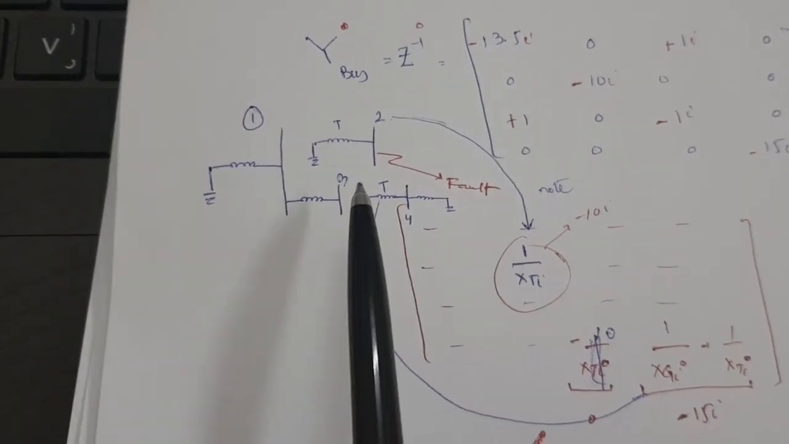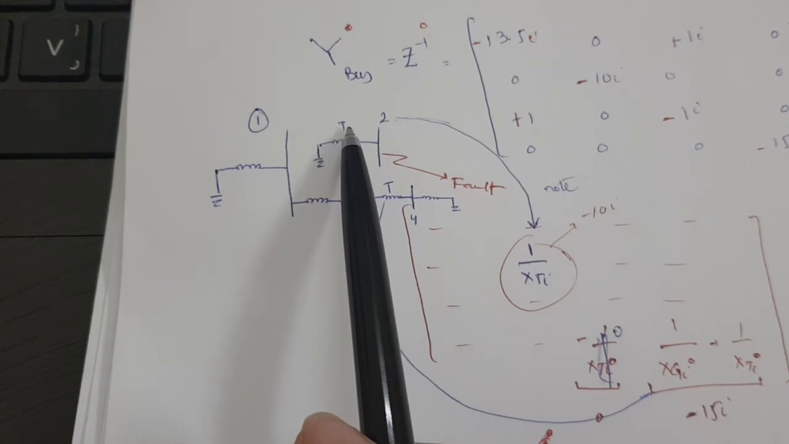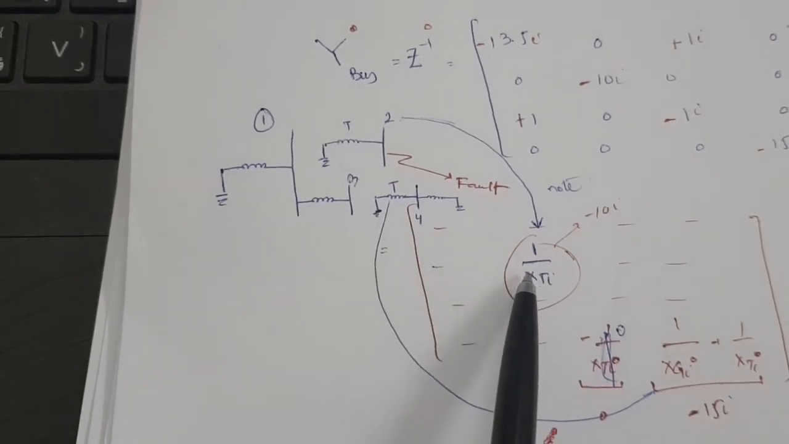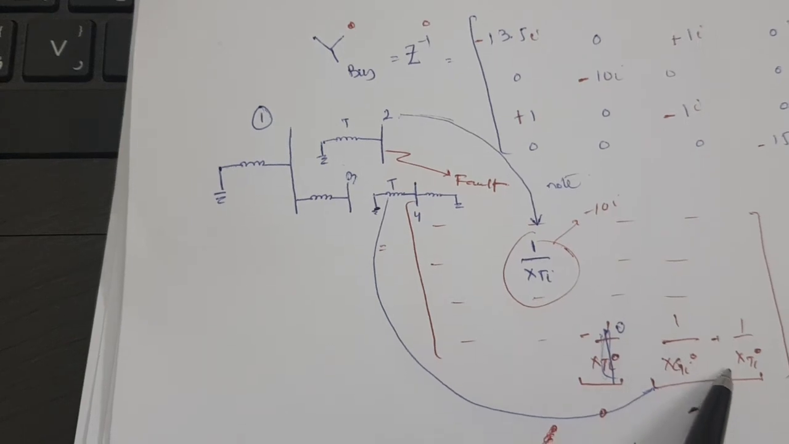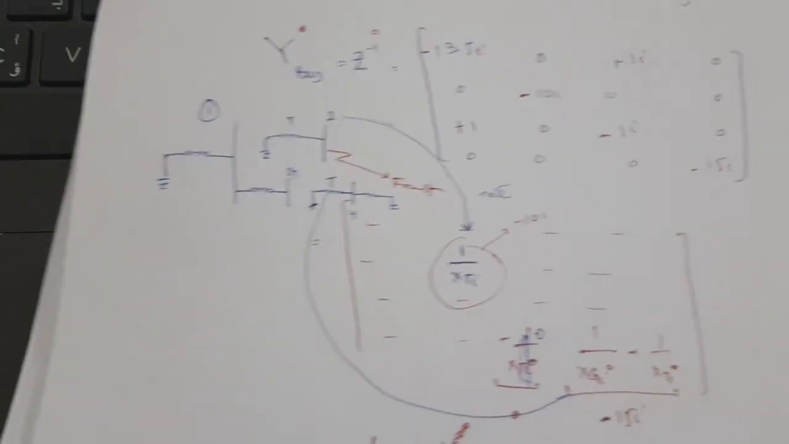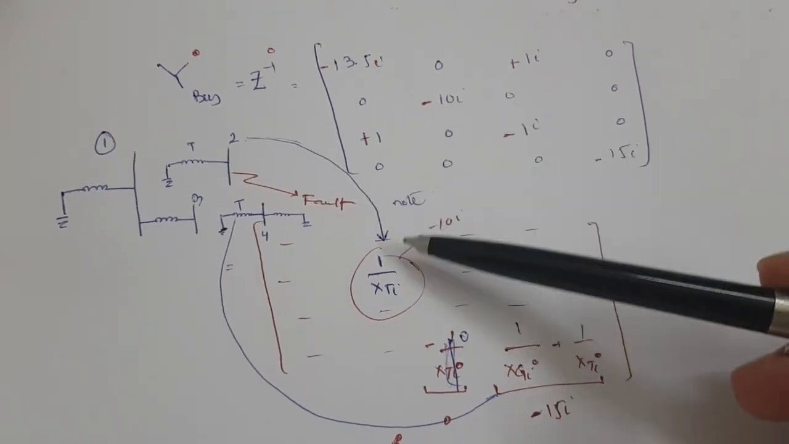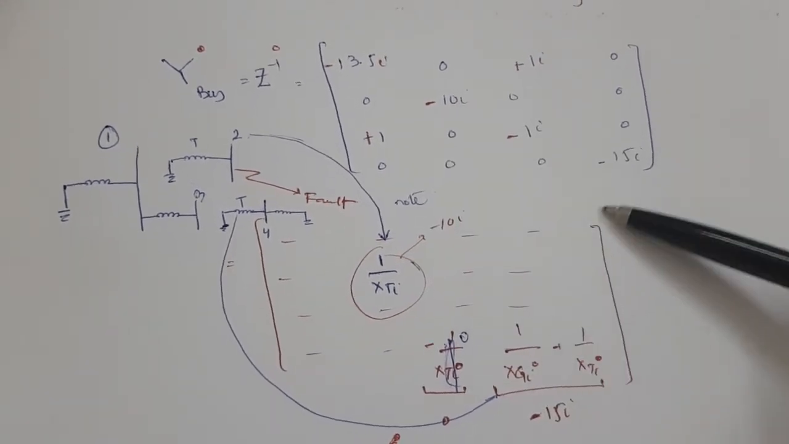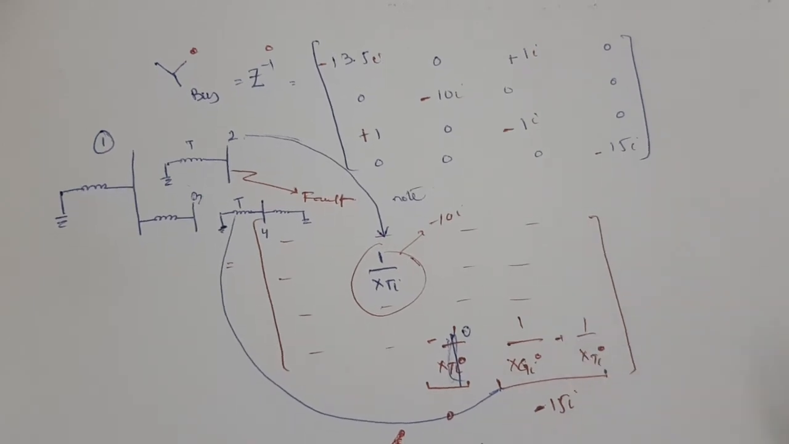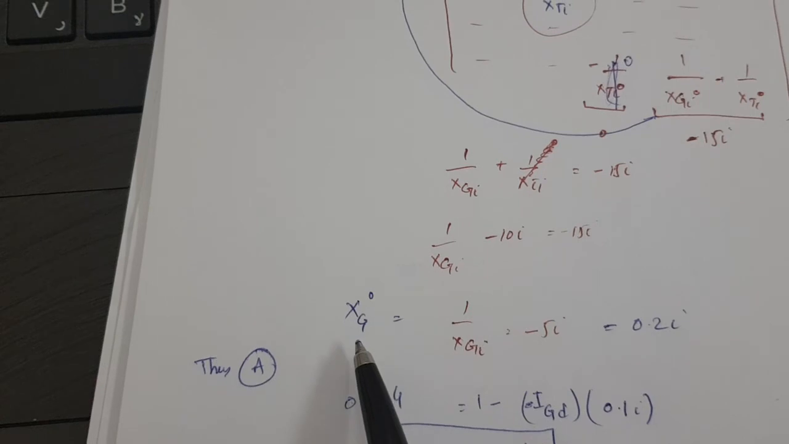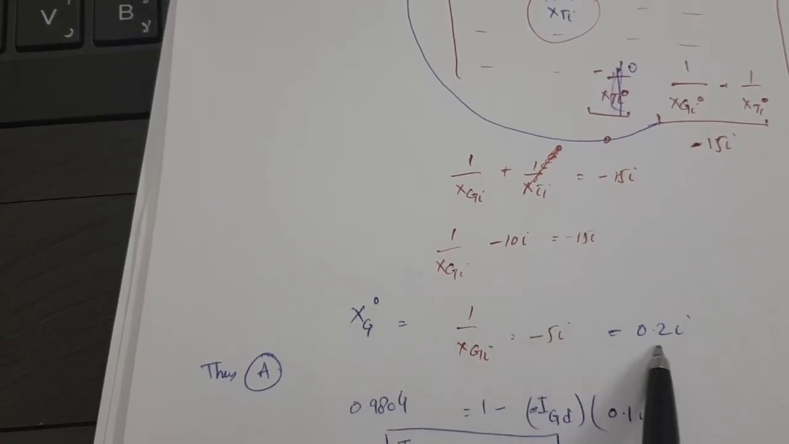Here you should note that this is one transformer and this is the second transformer, so you can take the values and put them in the other transformer. It's not an issue in zero sequence. So by comparison you can see that this is minus 10j and this whole value is minus 15j. By putting in values you will get Xg zero sequence is 0.2.